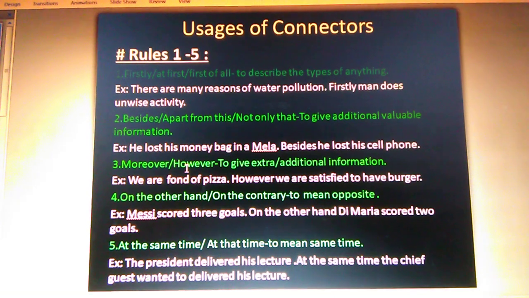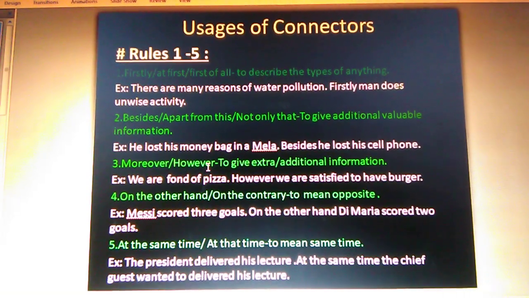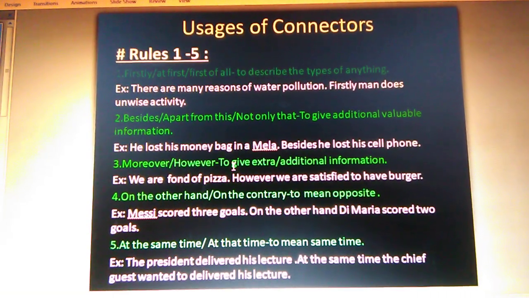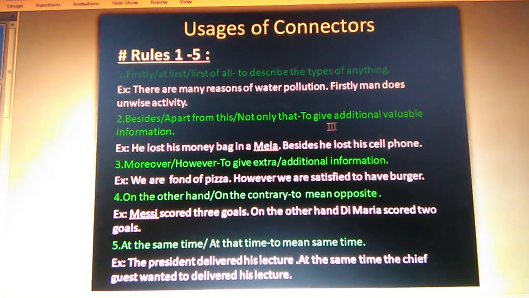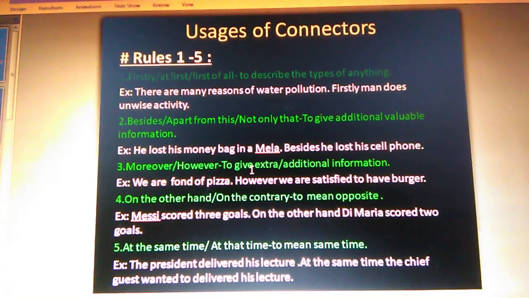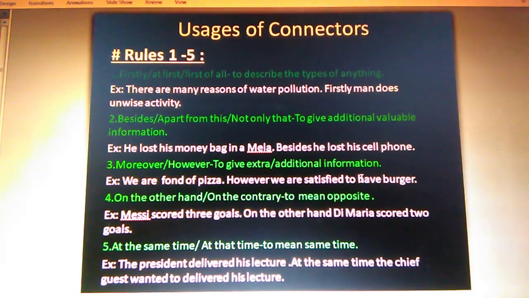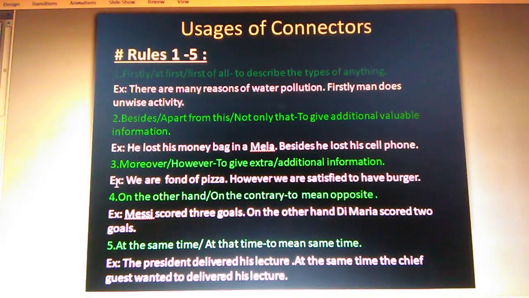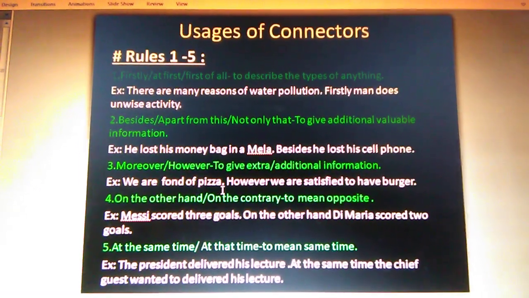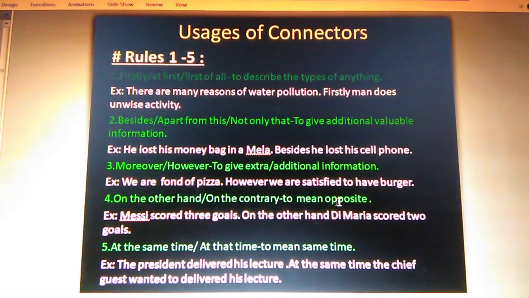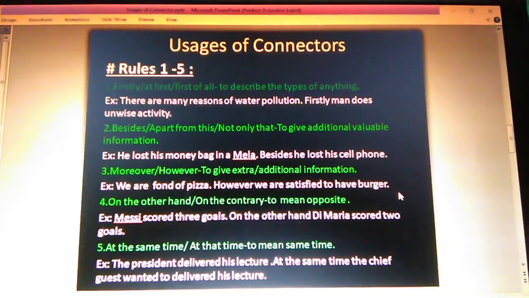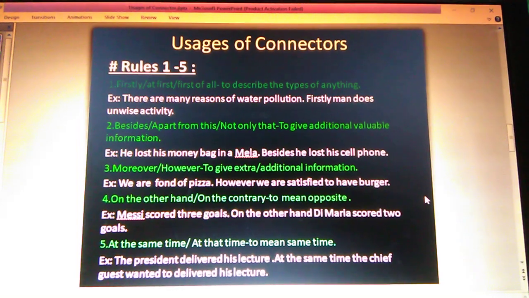Moreover and however are used to give extra additional information, not valuable. Here it is valuable, but here only to give the extra additional information. Let's go for an example. We are fond of pizza. However, we are satisfied to have burger. So this is just the additional information.